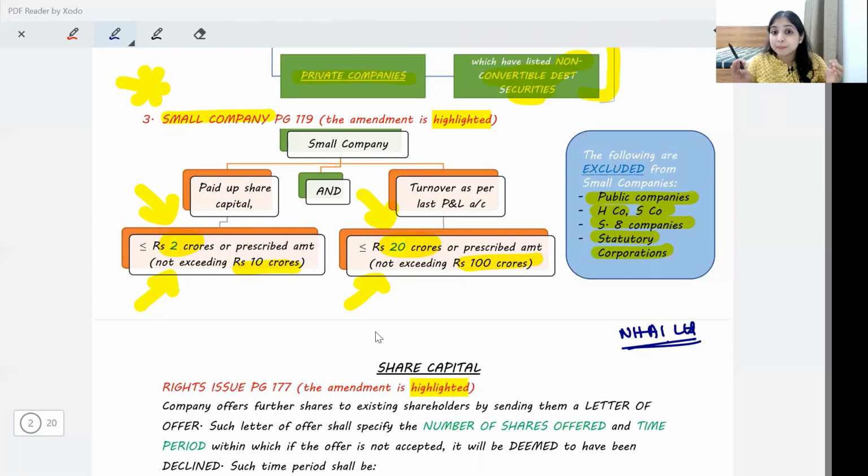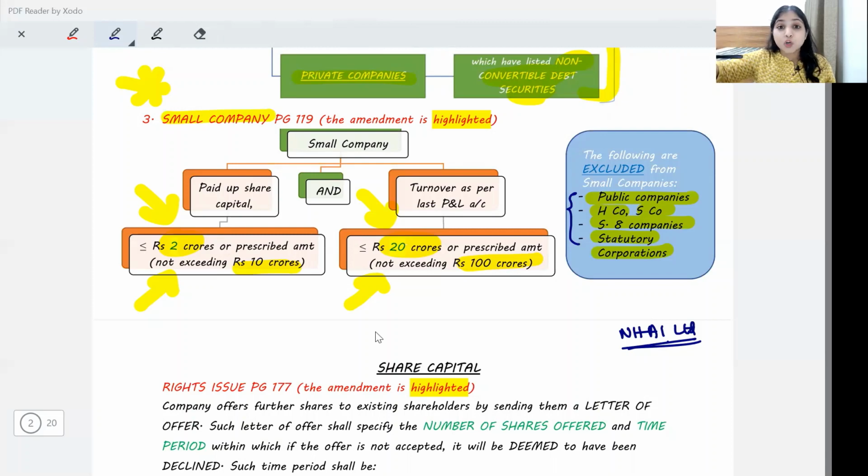So small companies are those companies whose paid up share capital is up to 2 crores and turnover is up to 20 crores, and we do not include 4 companies. These 4 companies, even if their paid up share capital does not exceed 2 crores, even if their turnover does not exceed 20 crores, still these 4 companies will never be considered as small companies. Which 4 companies, guys? Public companies, holding company, subsidiary company, Section 8 company, and statutory companies.